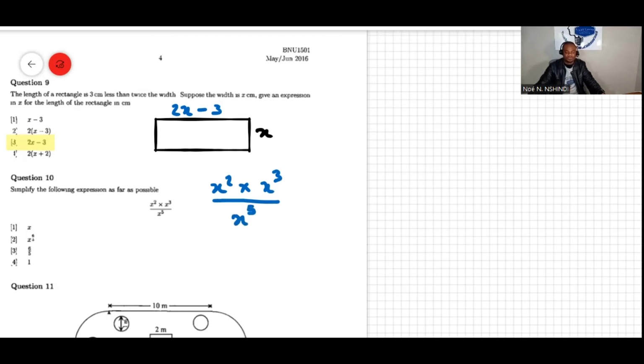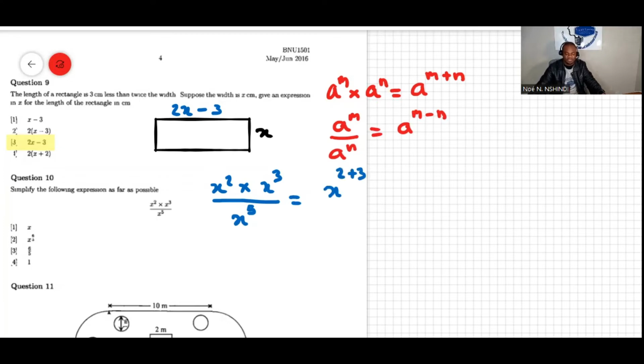Okay, so there's a property in math that says that a to the m multiplied by a to the n, in this case, we just write one base and then we add the exponents. And another says that a to the m over a to the n is equal to a to the m minus n. So we're going to combine these properties to solve this. So at the numerator here, we can just say x to the power of 2 plus 3. And then at the denominator, this is just x to the 5. And then this makes x to the 5 over x to the 5.